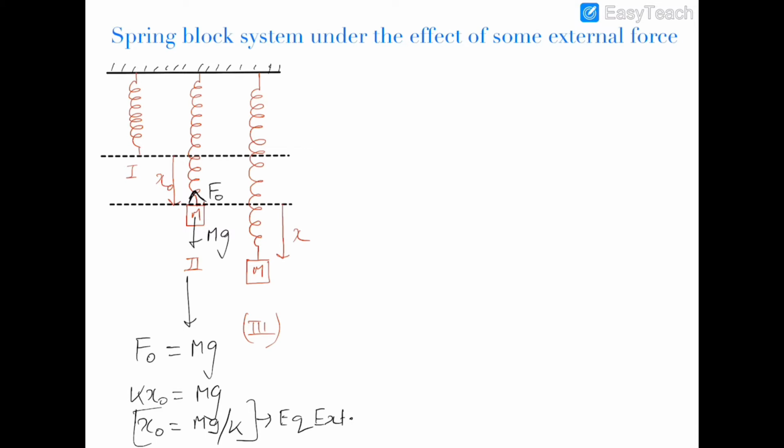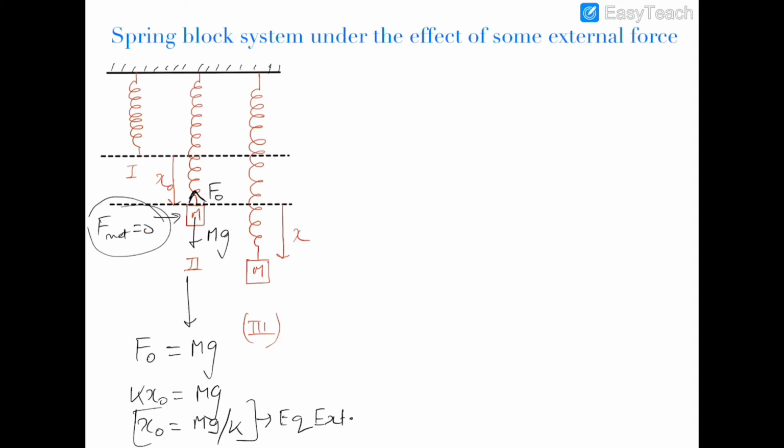Now you can also call this position the mean position, because the net force acting on the block is 0 in this position. So we are not only concerned about the spring force at the mean position. In fact, at the mean position the net force is 0. Therefore you can say that when this spring force F naught balances out mg, then that position would be the mean position of this SHM.